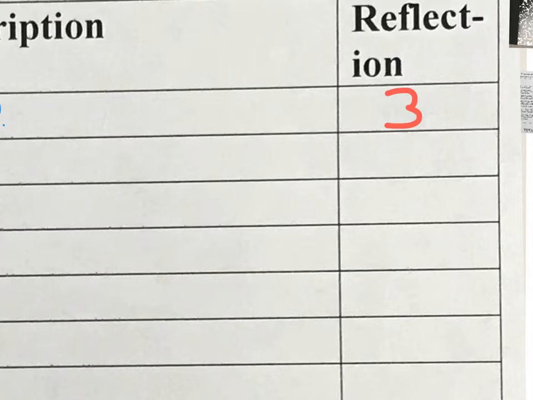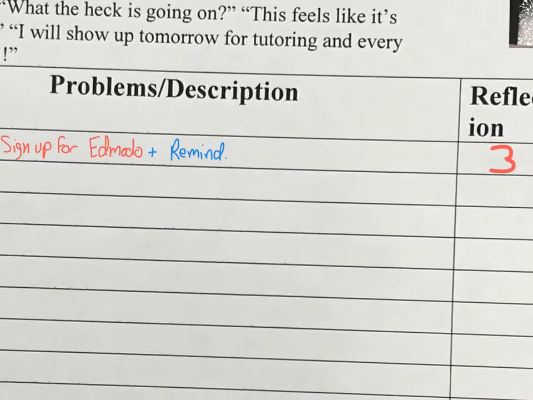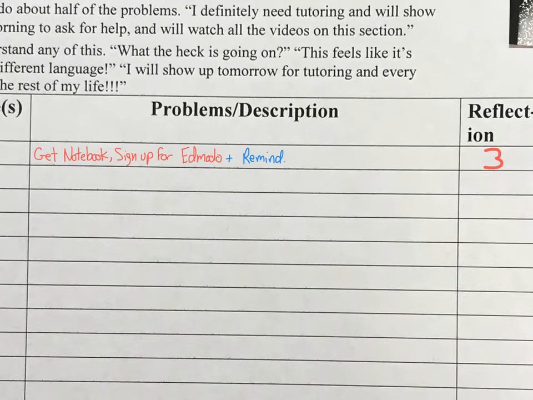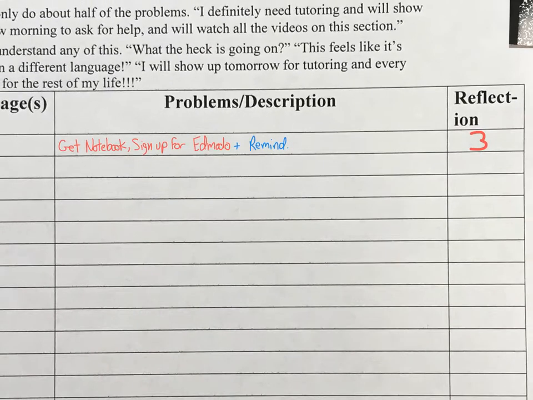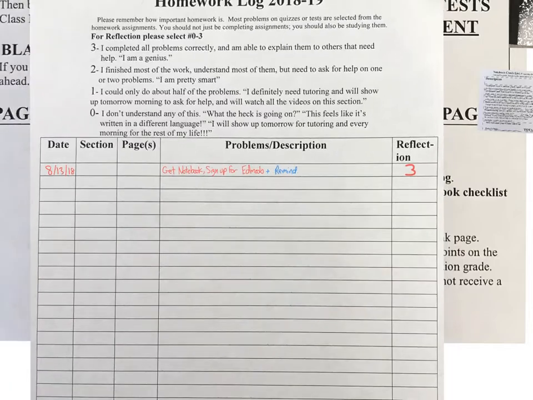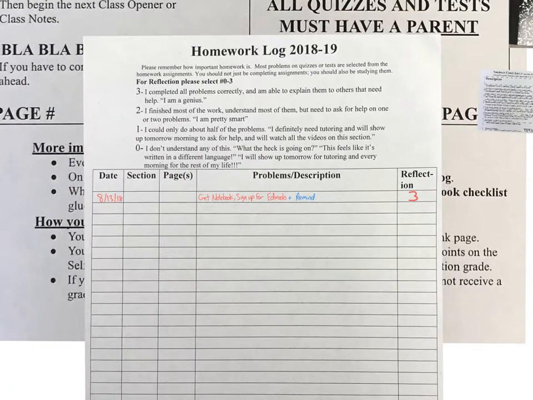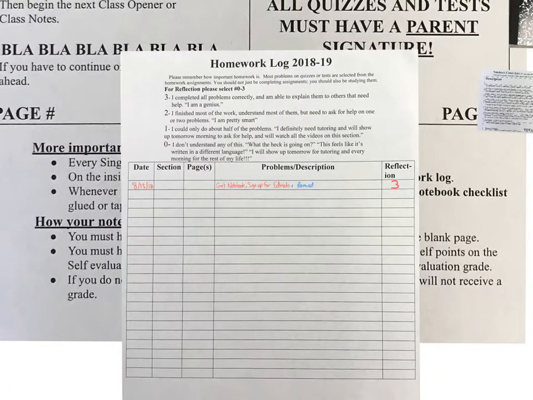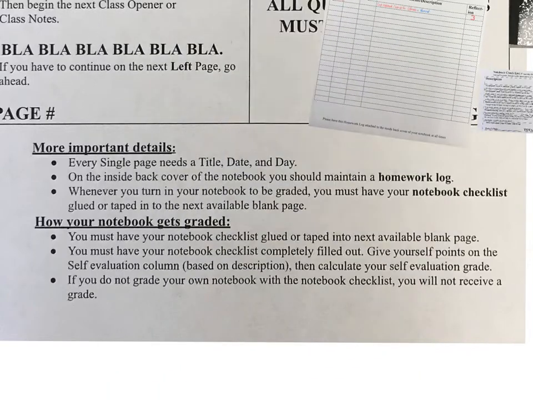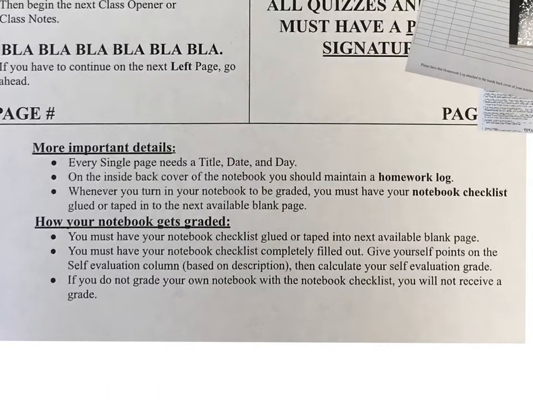Or if you're only giving yourself a 1 or a 2, then I know that I need to do a better job of teaching. If I see a bunch of 3s, it's also a reflection for you to see if you're understanding the homework. If you give yourself a 1 or a 0, then you better come in for tutoring and get on the ball and get some help. So this goes on the back cover of your notebook, okay? Let's continue reading before we show you the back cover of the notebook.